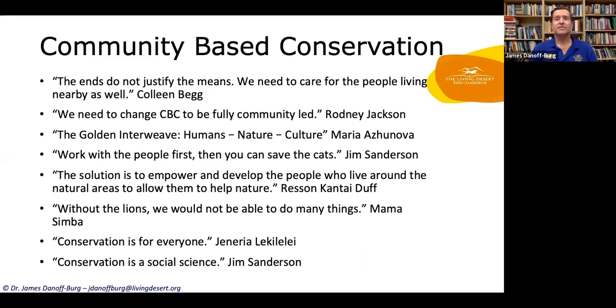So community-based conservation is the approach that we're talking about here, right? These are a series of quotes from some friends and collaborators and colleagues of mine that really nicely illustrate the importance of community-based conservation from their experiences. All of these people are conservation biologists first and foremost. And so what they do is work with species, work with ecosystems mostly.